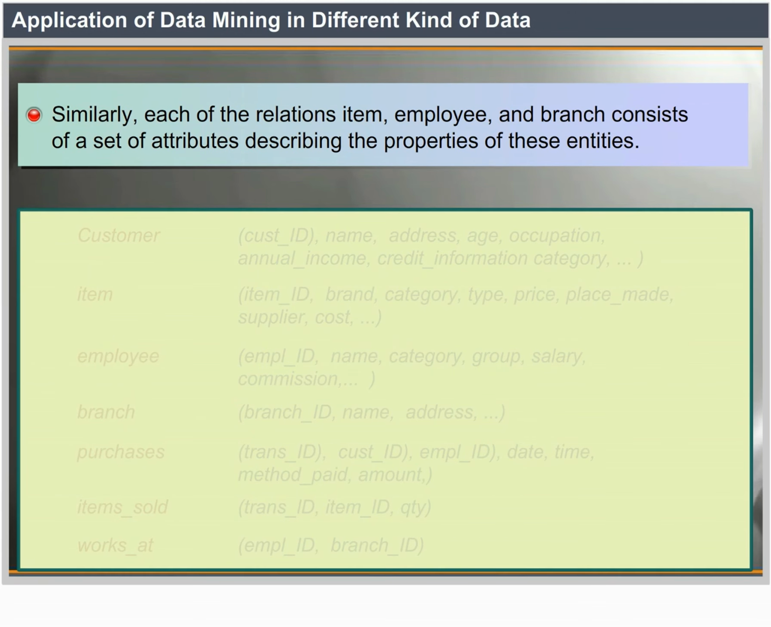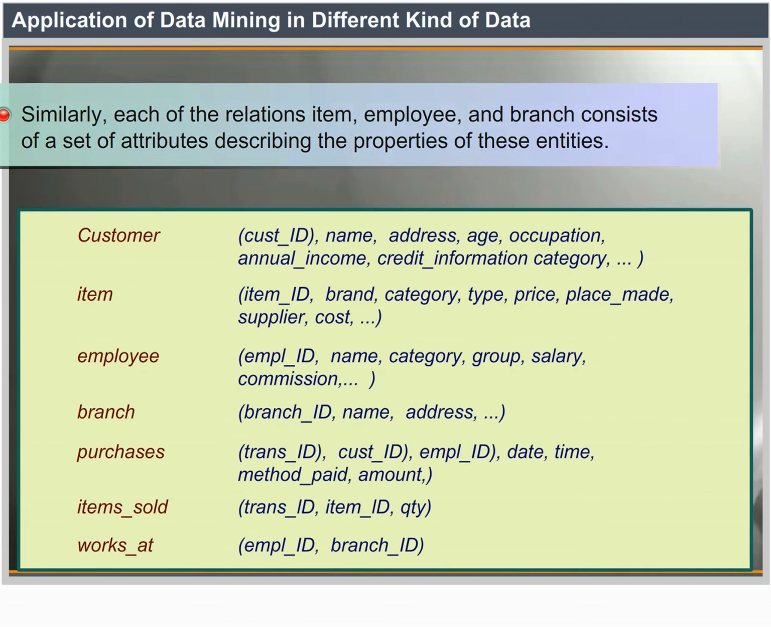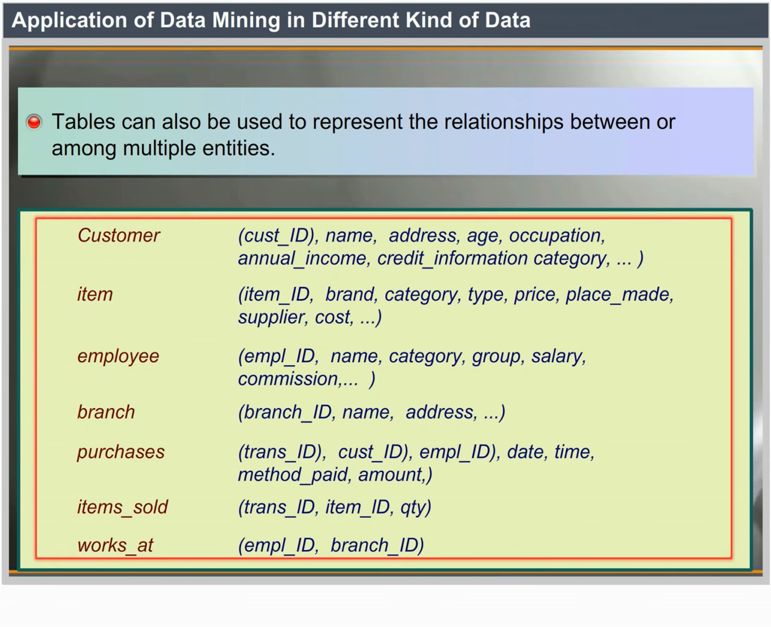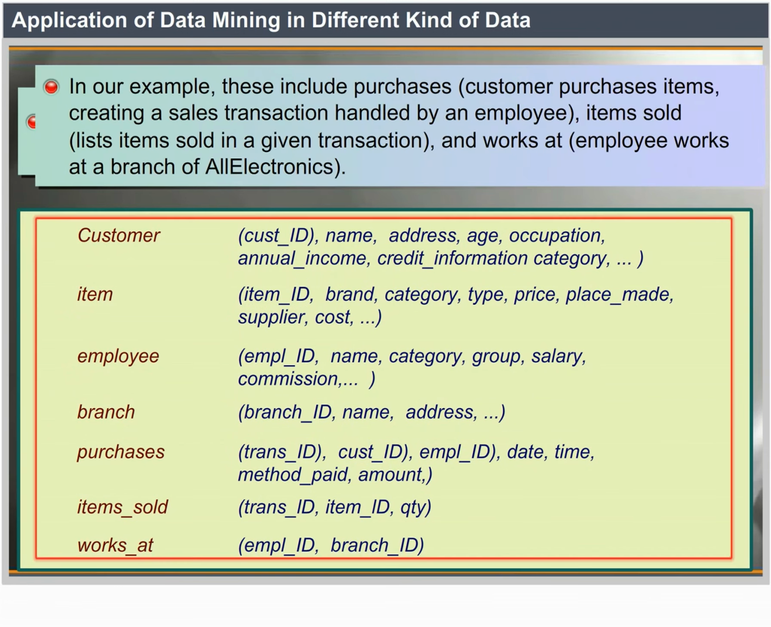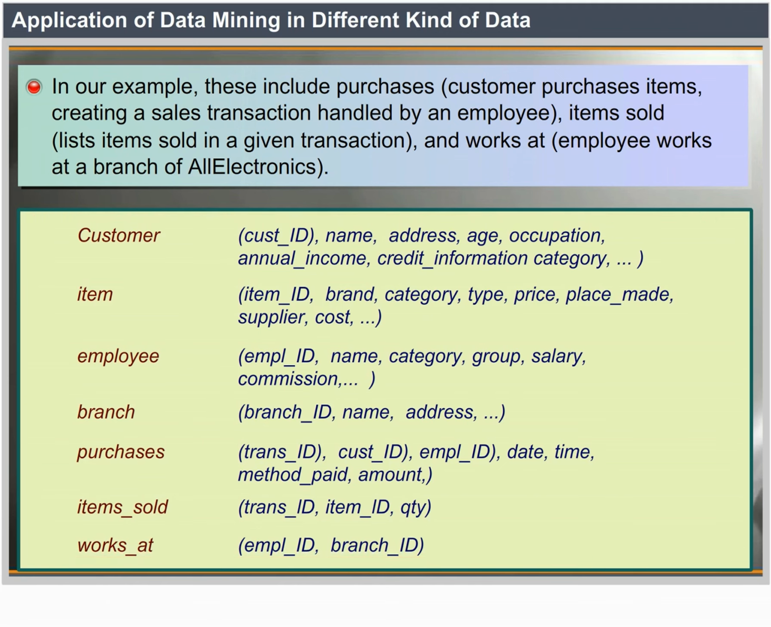Similarly, each of the relations item, employee, and branch consists of a set of attributes describing the properties of these entities. Tables can also be used to represent the relationships between or among multiple entities. In our example, these include purchases. Customer purchases item, creating a sales transaction handled by an employee. Item sold lists items sold in a given transaction, and works at, employee works at a branch of all-electronics.